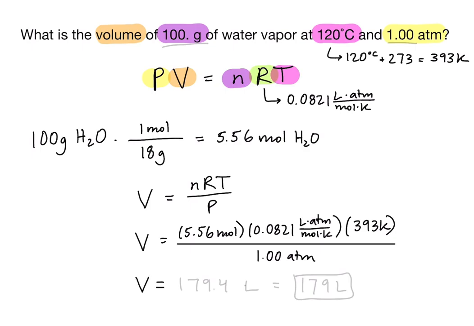Now if you get out your calculator and calculate through, we get 179.4 liters, but we see in our problem that we're given 3 significant figures, so we know this will be 179 liters as our final answer.